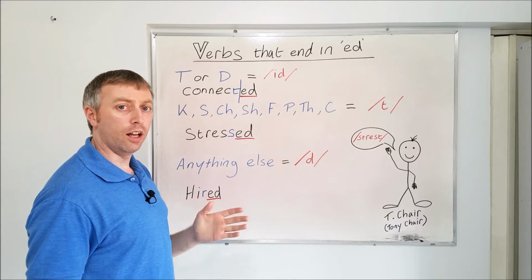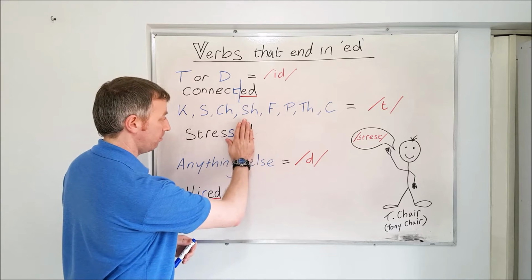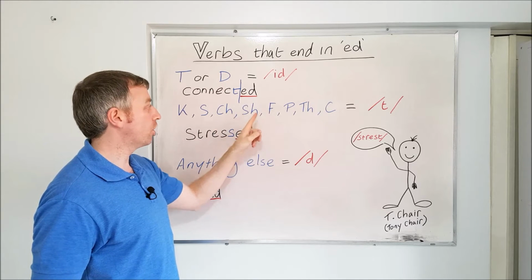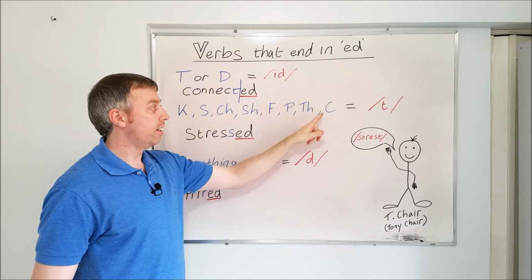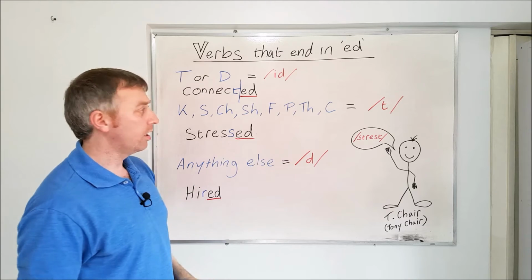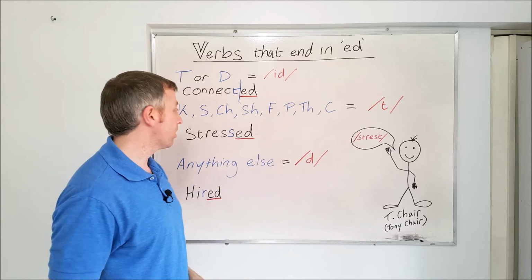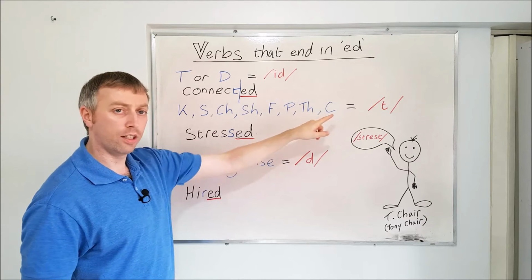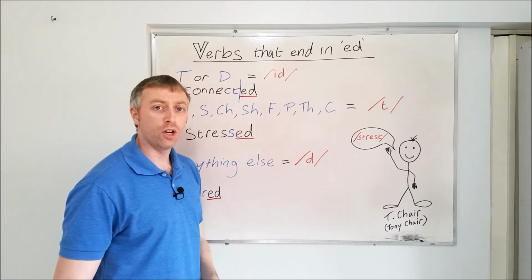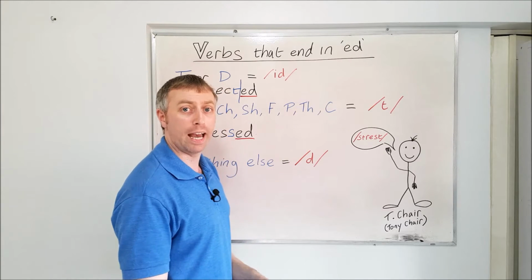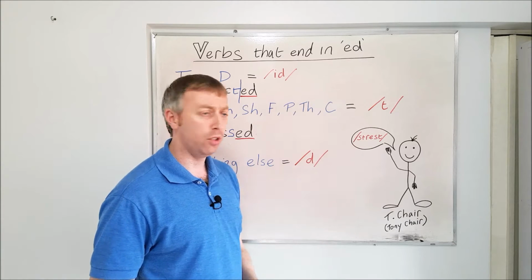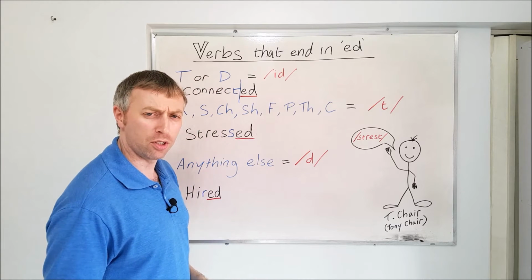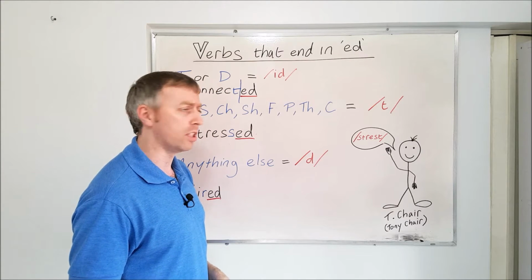If the last letter of the base word, stress, is a K, an S, a ch, a sh, an f, a p, or a th, then we're going to use a T. So as you can see, stress, stressed. And as you can see, our friend Tony Chair has returned. T-Chair is back, and he is saying the word for you. You can see that he's saying stressed. Well done, Tony, you got that right. It's the first time he's being good. He's not doing something naughty.